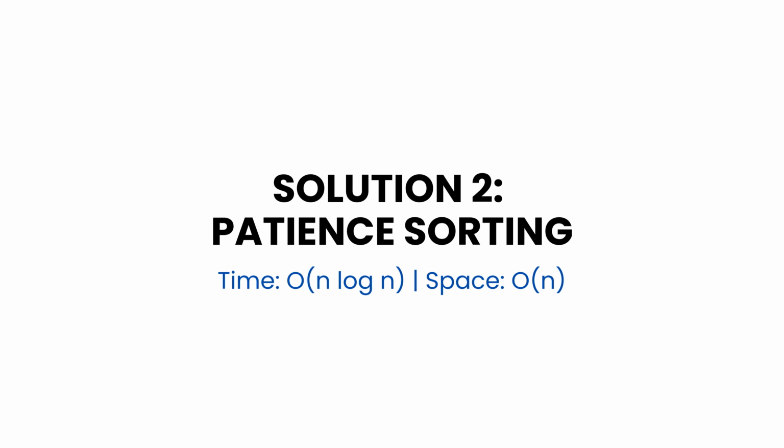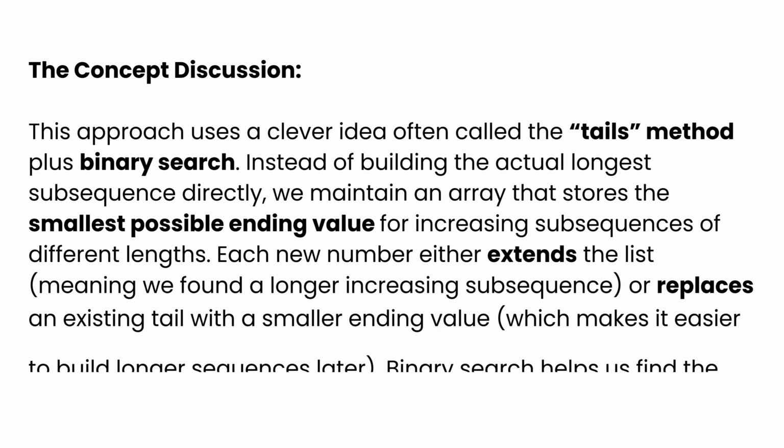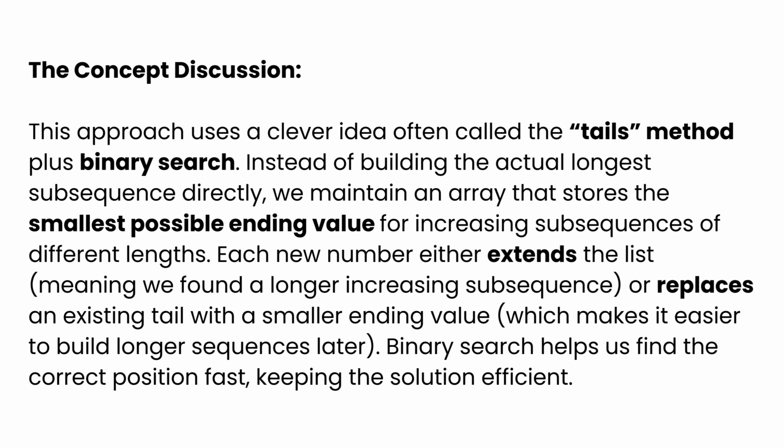Time complexity is O(n log n). Space complexity is O(n). This approach uses a clever idea often called the tails method plus binary search. Instead of building the actual longest subsequence directly, we maintain an array that stores the smallest possible ending value for increasing subsequences of different lengths. Each new number either extends the list, meaning we found a longer increasing subsequence, or it replaces an existing tail with a smaller ending value, which makes it easier to build longer sequences later.